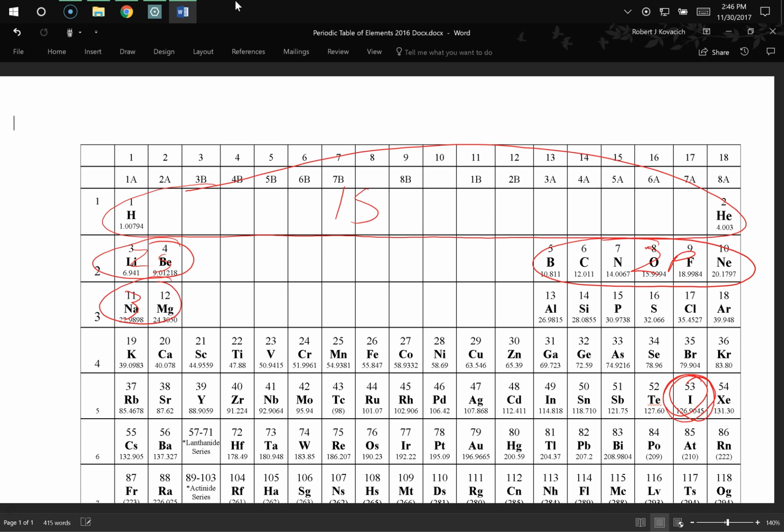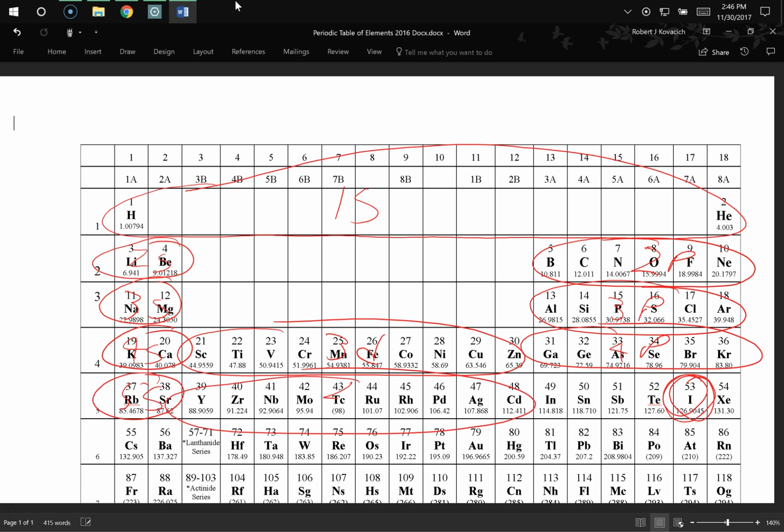And then 2 more in the 3s, and then 6 more in the 3p, and then 2 more in the 4s, and then 10 in the 3d, 6 in the 4p, 2 in the 5s, 10 in the 4d, and then I get to not the full p, so 5 more fit in my 5p. So that's how I want you to think about this. And using the periodic table lets you know how we're orienting those, in what order.